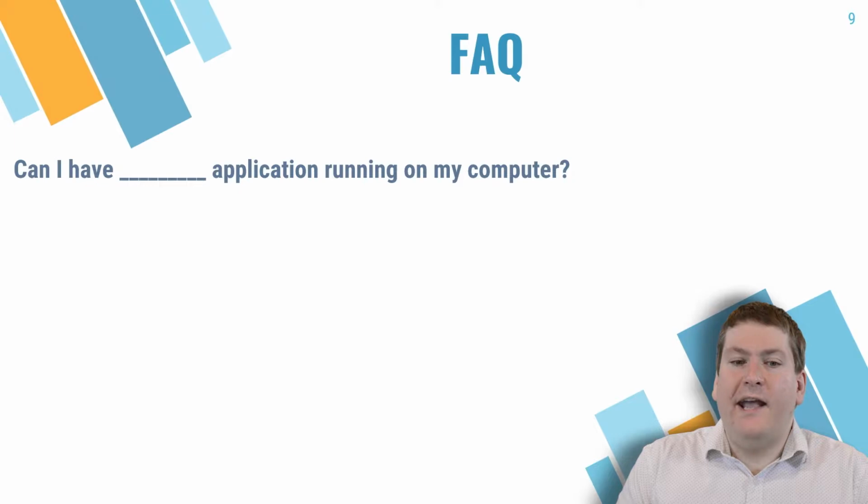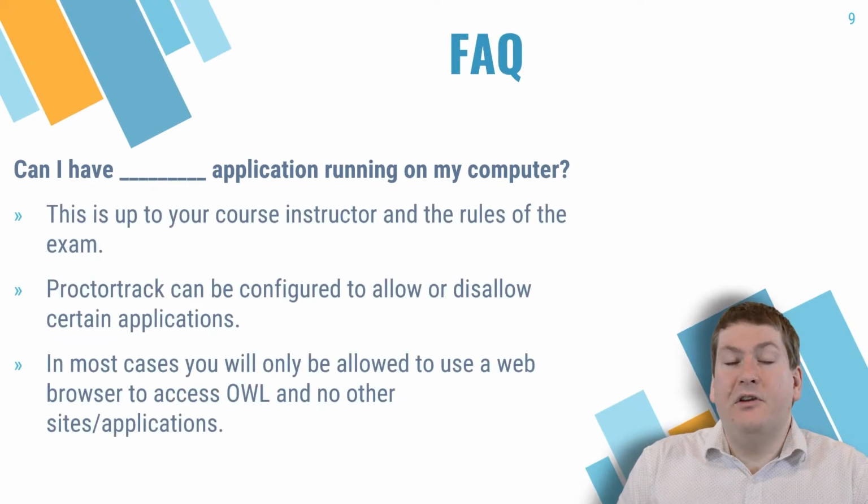Another question is, can I have blank application running on my computer? Usually it's something like Excel, Word, things like that. Again, this is going to be up to your course instructor, so check the rules of your exam. Proctortrack can be configured to allow or disallow certain applications. In most cases, though, the professor's probably going to limit you to using just a web browser, and the only site you can access is OWL. In some cases, they might allow you to use Word or like the calculator on your computer, but that will have to be clearly stated in the exam rules. You shouldn't assume that you can unless it says you're allowed to.